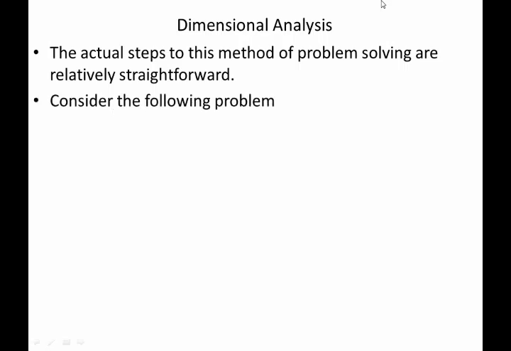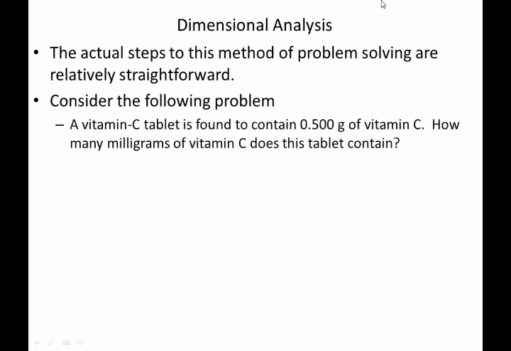So consider this problem. I've got a vitamin C tablet with 500 grams. I want to know how many milligrams it contains. The way I'm going to start is you're just going to start with the number that you know. You always want to start with some value you know. So 500 grams. Now, my goal is to convert this into milligrams, but I don't want to change what the value of it is. I want to keep the same meaning, the same numerical value, but I just want it in milligrams now.